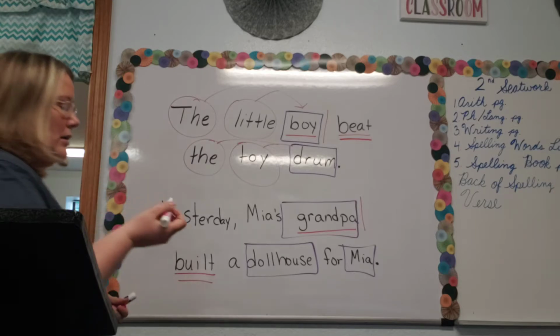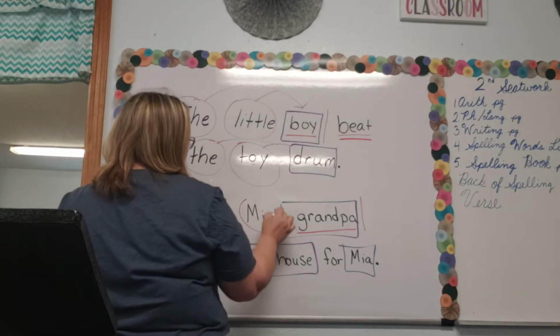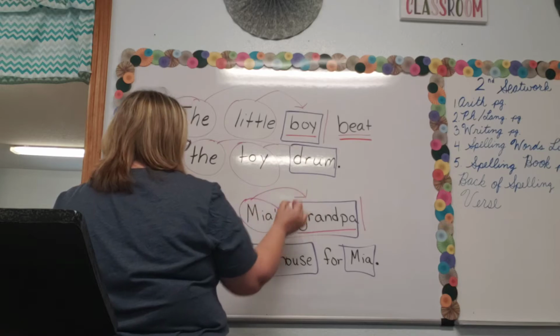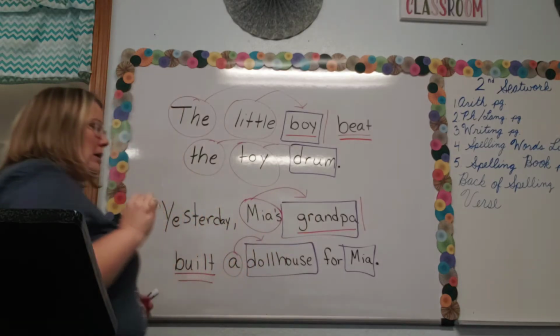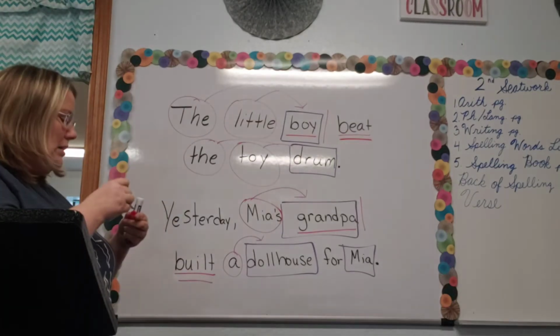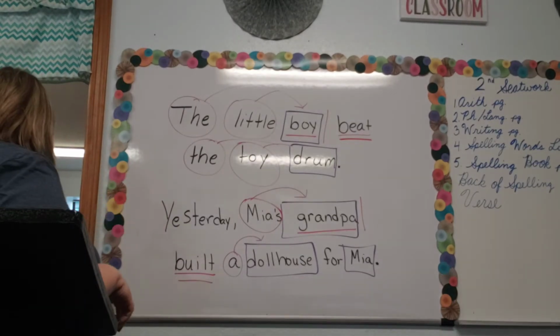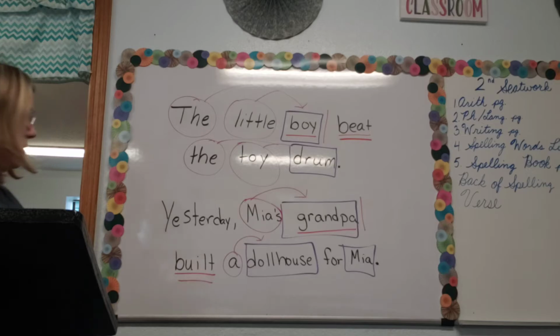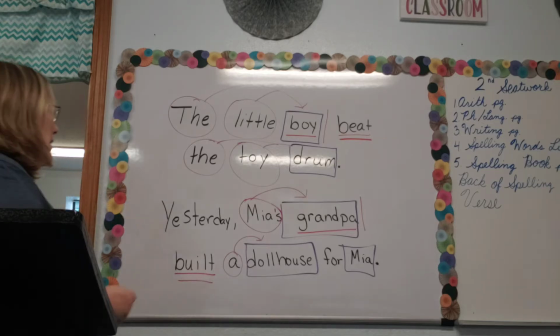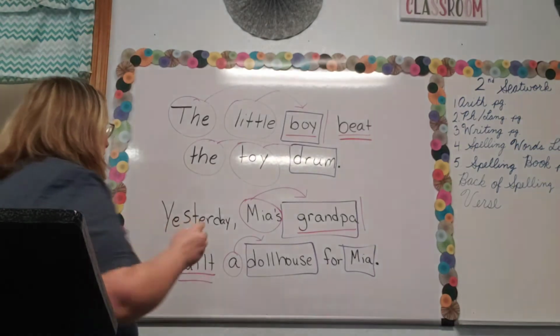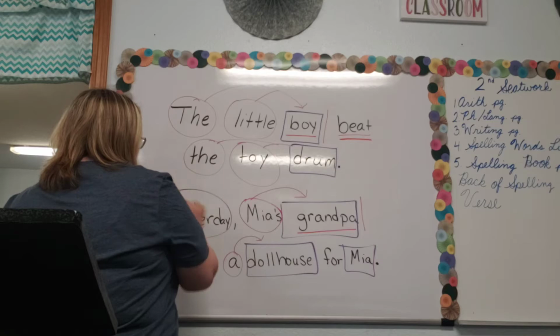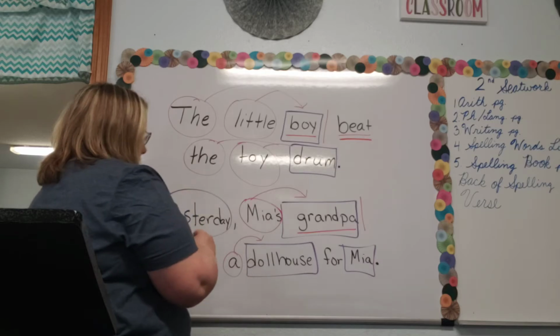All right, here, Mia's is describing whose grandpa. A dollhouse. Okay, Mia doesn't have any adjectives. Now we're going to add in our adverb. Yesterday, Mia's grandpa built a dollhouse for Mia. Okay, when did he build it? Okay, so our adverb question when would be yesterday. So I draw an arrow down to it.